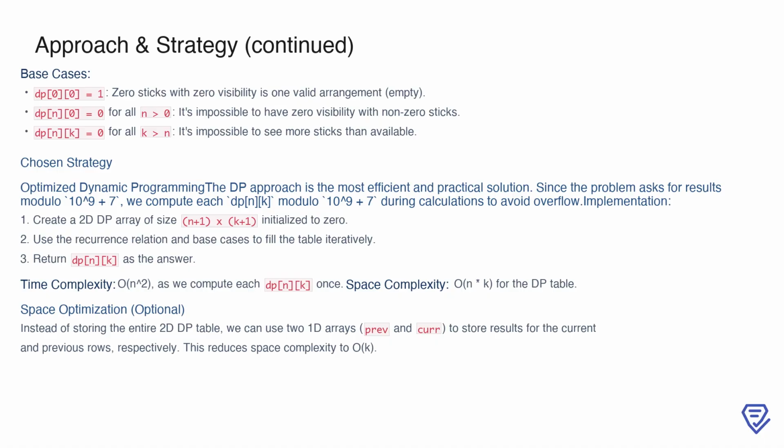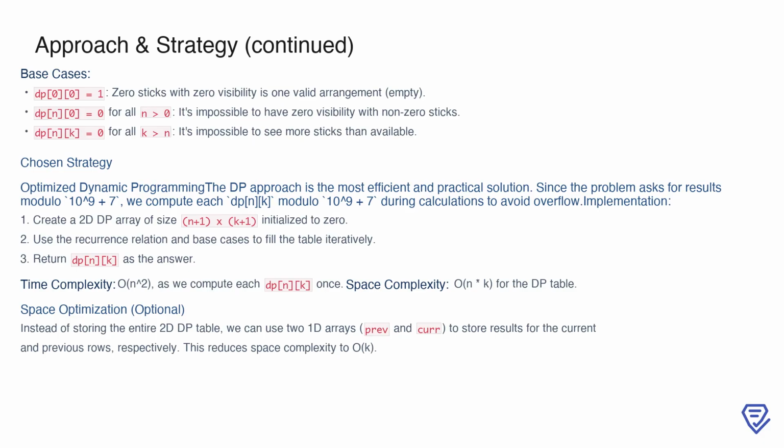Now, let's delve into the dynamic programming approach, which is both practical and efficient. The key idea is to define a dp state, dp[n][k], to represent the number of ways to arrange n sticks such that exactly k are visible. To derive the recurrence relation, we make two key observations. First, if the tallest stick is visible, it must occupy the first position, leaving the remaining n-1 sticks to be arranged so that k-1 are visible.